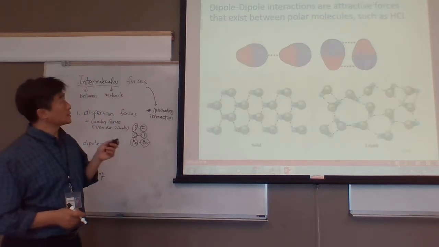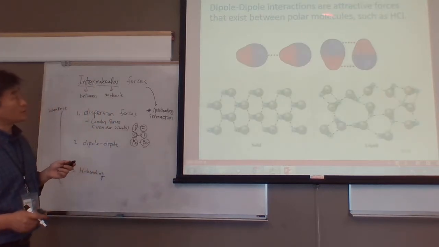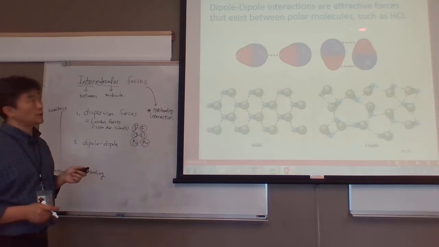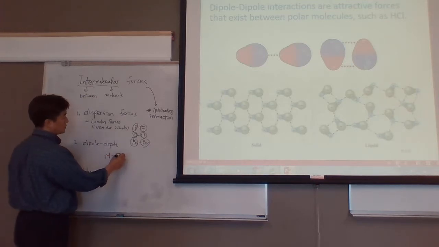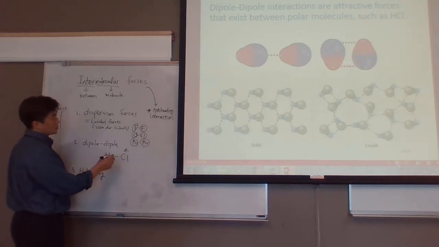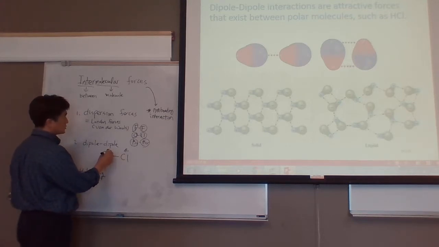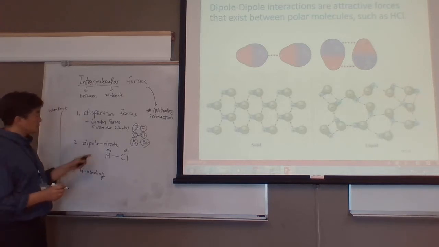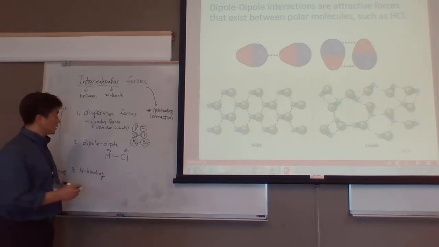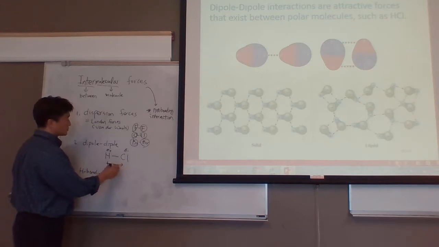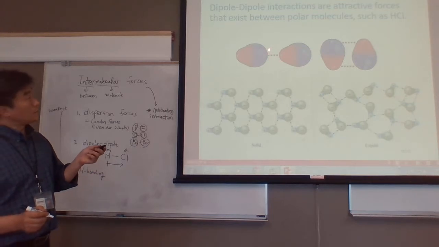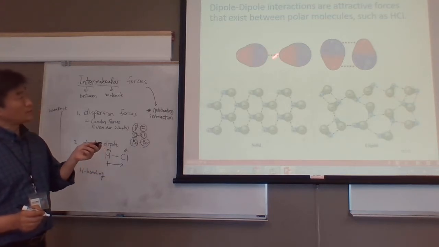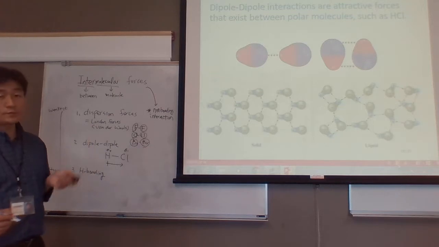The second way to learn about is the dipole-dipole interaction. This is an attractive force that exists between polar molecules such as HCl. Chlorine is an electronegative atom, so it shows a partial negative charge. Hydrogen is partial positive charge. And they have a dipole between the two atoms. So this dipole moment makes an interaction, making an attractive force. So this is called dipole-dipole interaction.